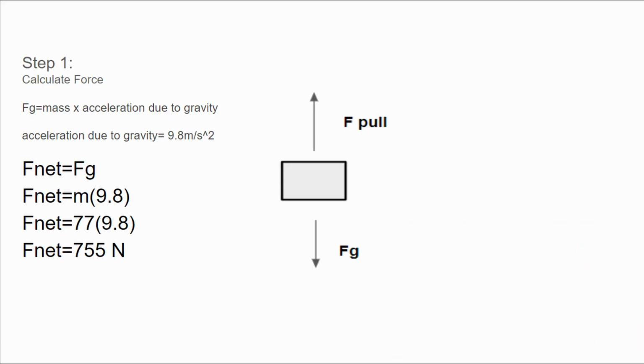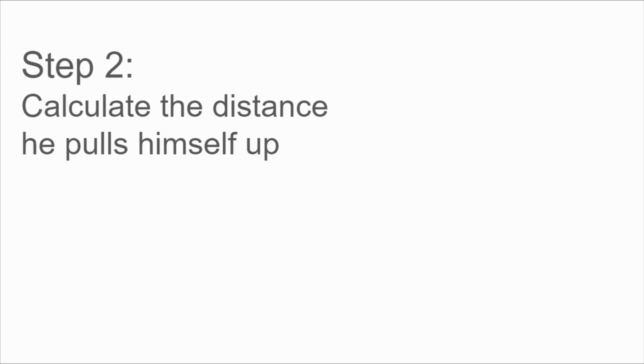To find James Bond's mass, I did a quick Google search on the actor Daniel Craig and found it to be 77 kilograms. The calculation for force would be F net equals Fg. Since Fg equals mass times 9.8, the calculation would be 77 times 9.8, which equals 755 newtons. After calculating the force, I then started to calculate the distance he pulls himself up.